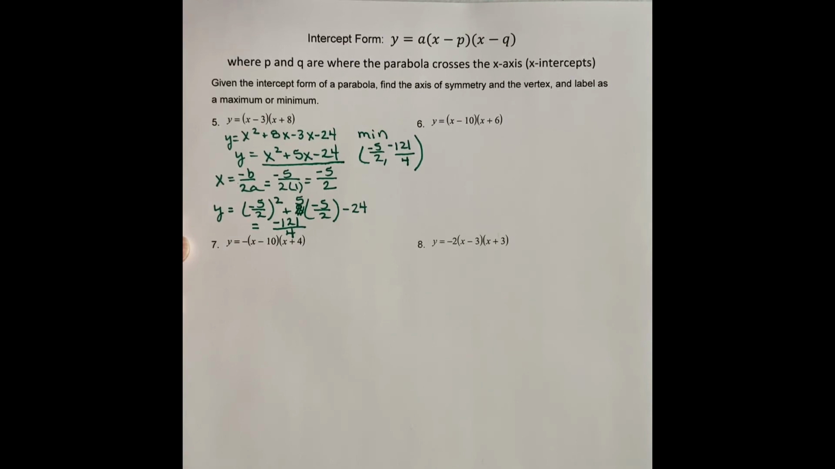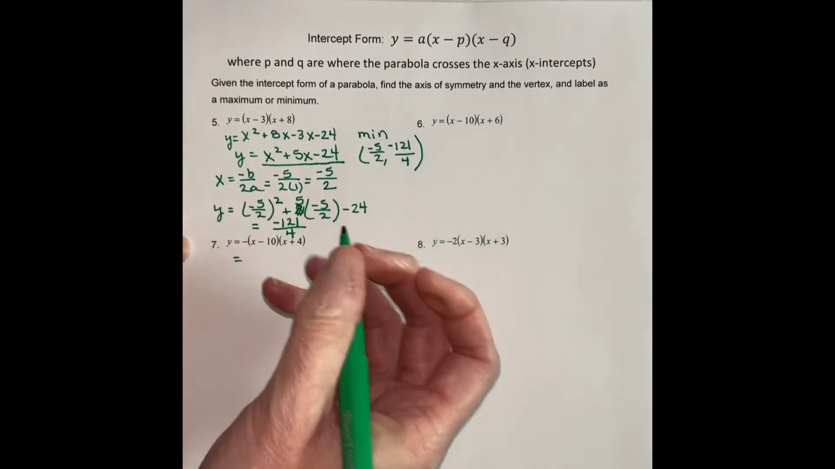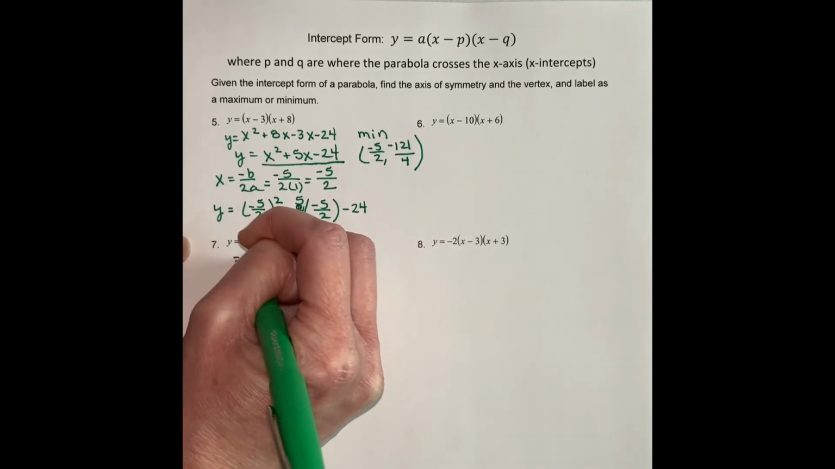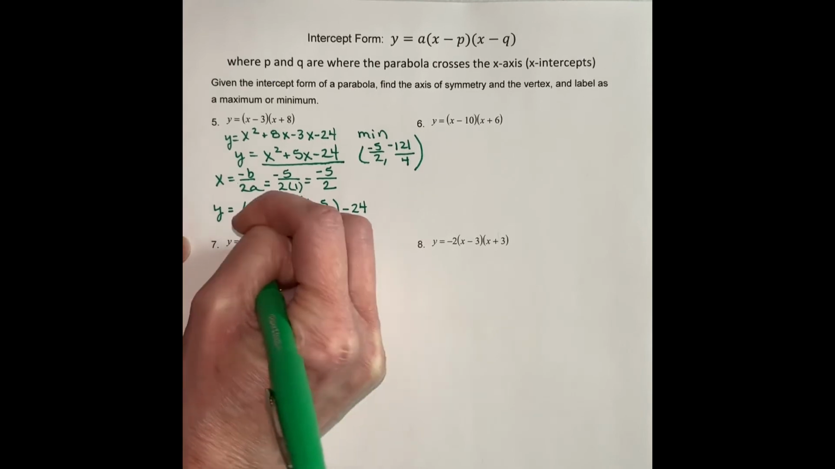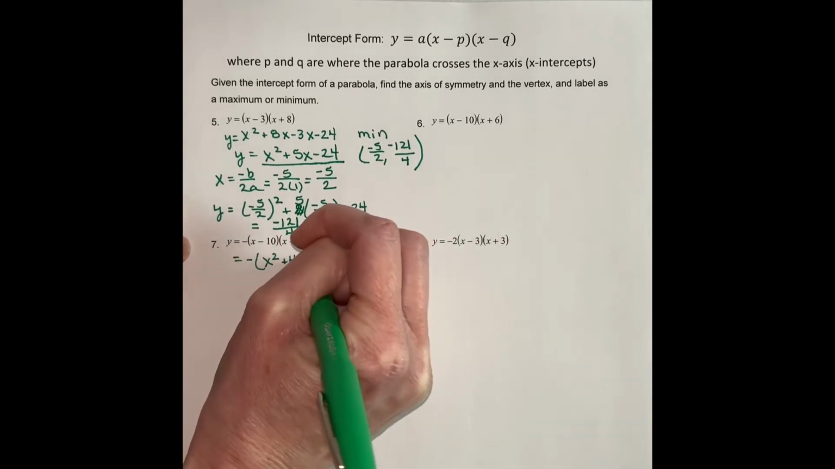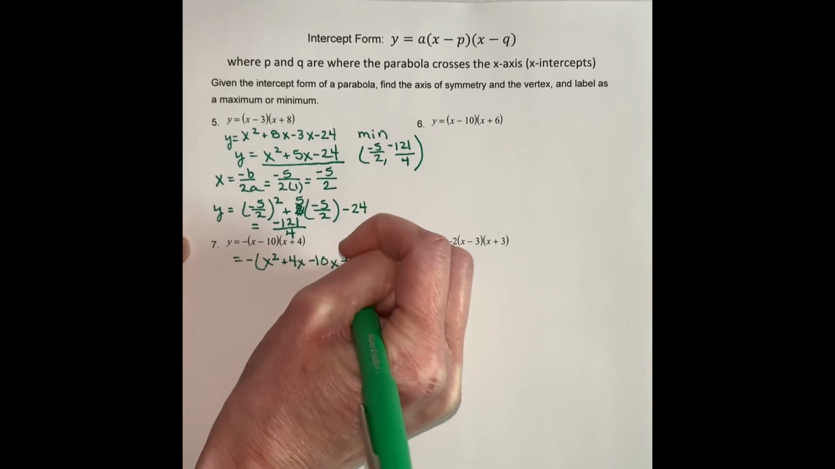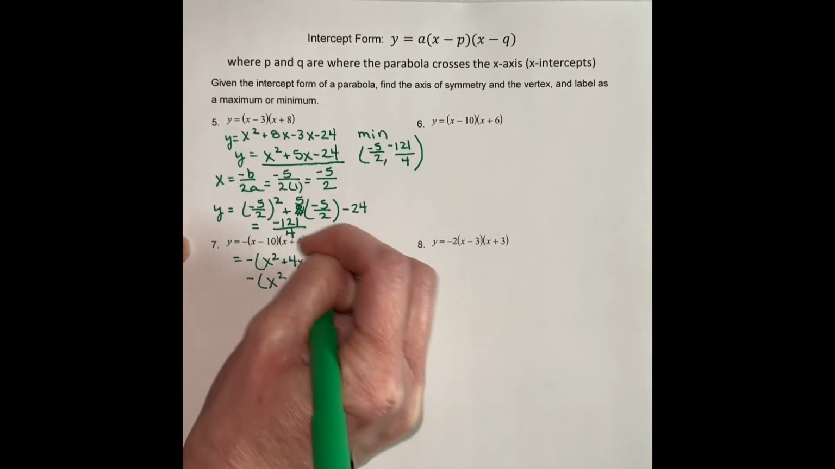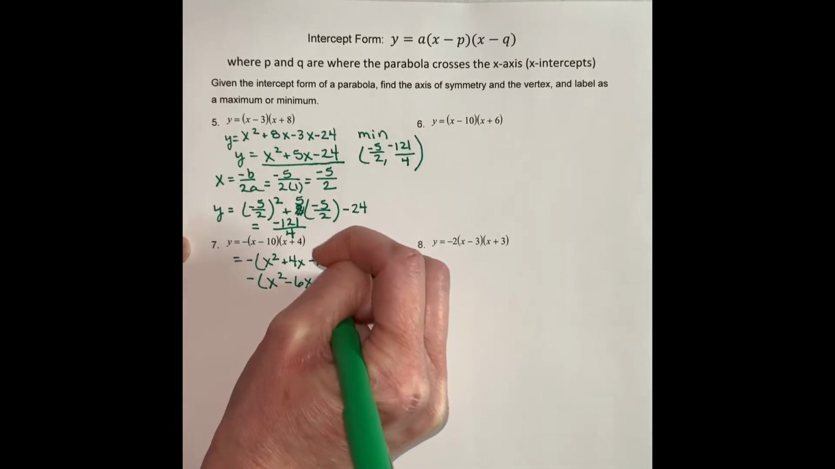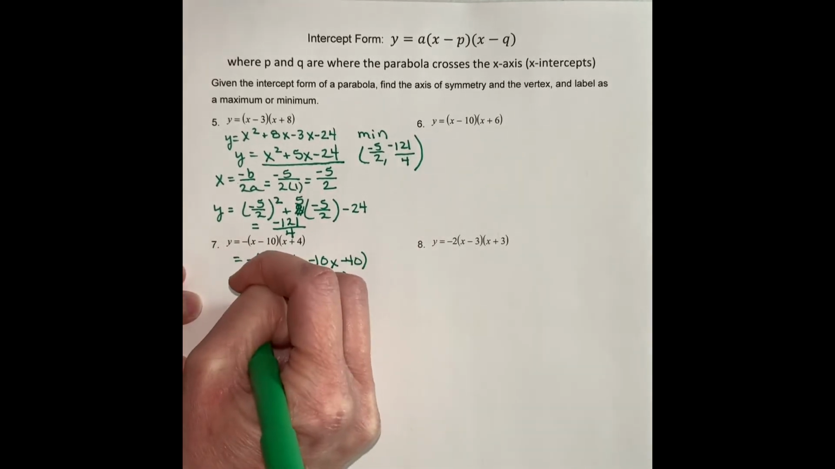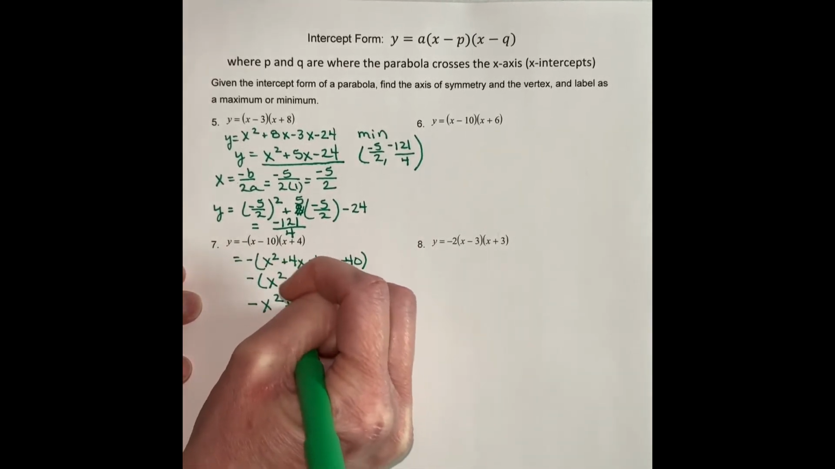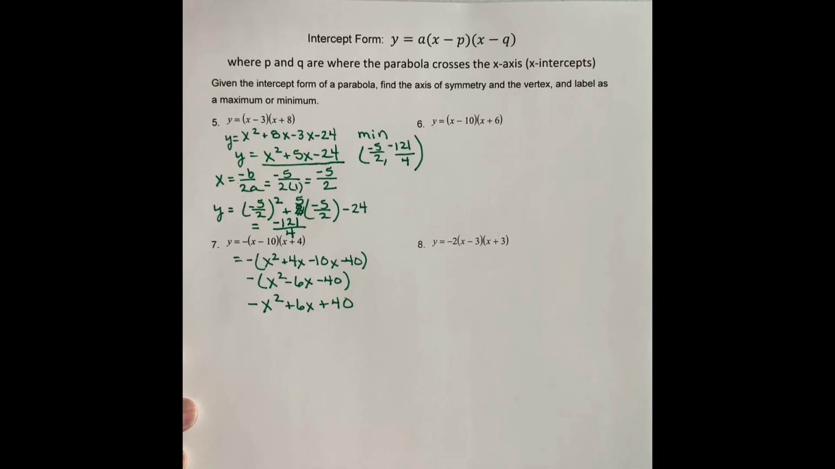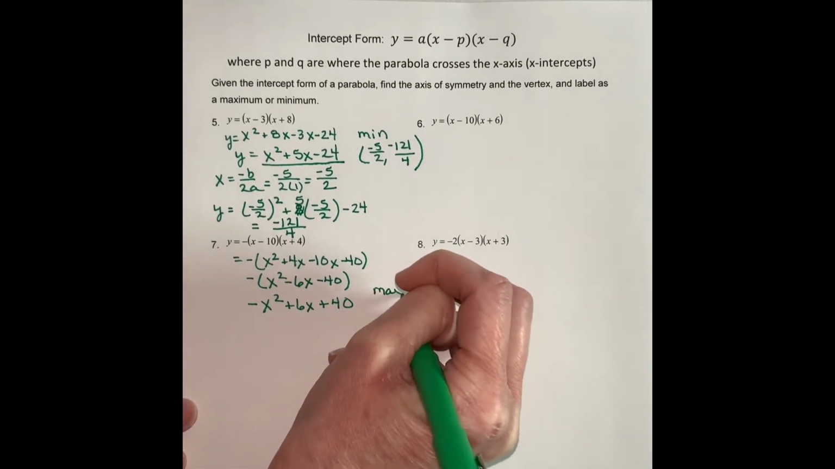Let's look at number 7. First thing I'm going to do is FOIL, and I'm going to FOIL first and then distribute this negative, just how I prefer to do it. X squared plus 4x minus 10x minus 40. I'm going to combine like terms. X squared minus 6x minus 40. And now we'll distribute the negative to give me negative x squared plus 6x plus 40. So now I have standard form. This is a negative, so I know it's a max. So I'll go ahead and do that, so don't forget.